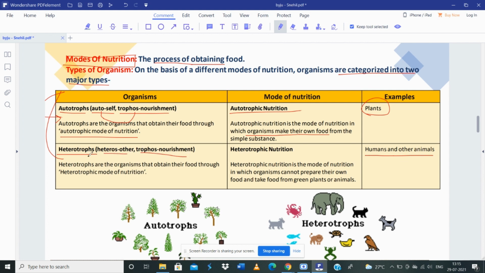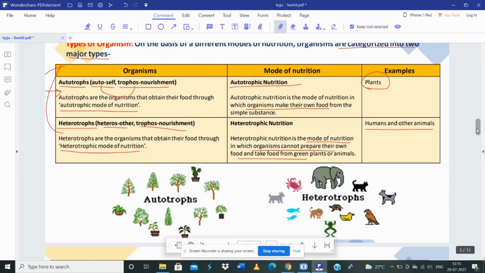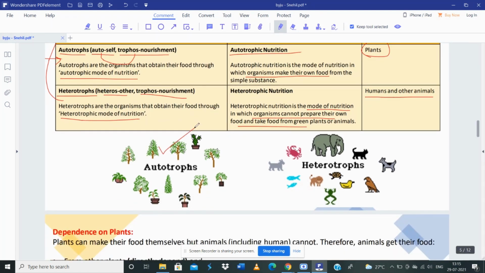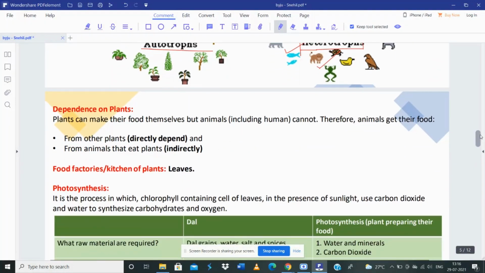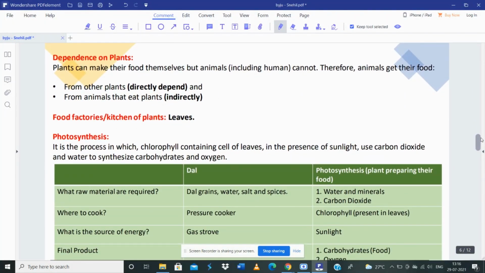So these are the organisms who depend on others for their nourishment, and they obtain their food through heterotrophic mode of nutrition, which means the mode of nutrition in which organisms cannot prepare their own food and depend on others. In this picture you can see all the plants come under the category of autotrophs, and all the animals, spider, crabs, fishes, and even humans come under the category of heterotrophs. So through this discussion, we can say that we animals and humans depend on plants.